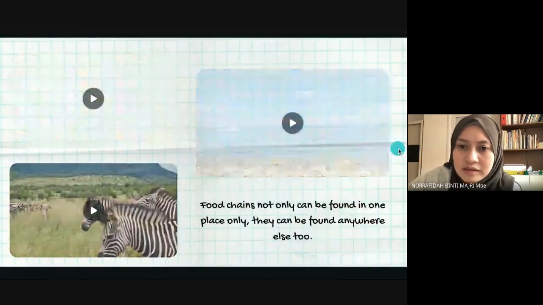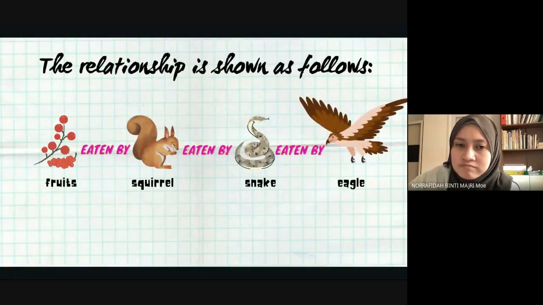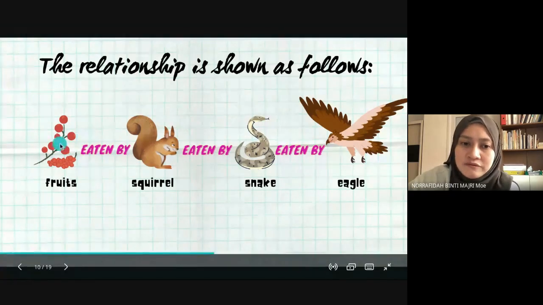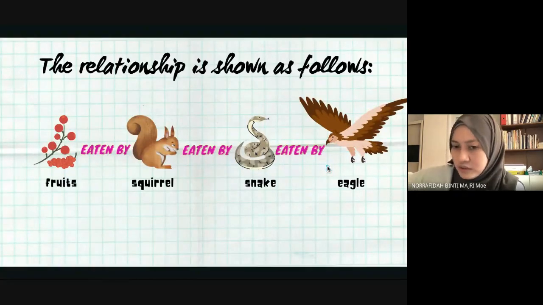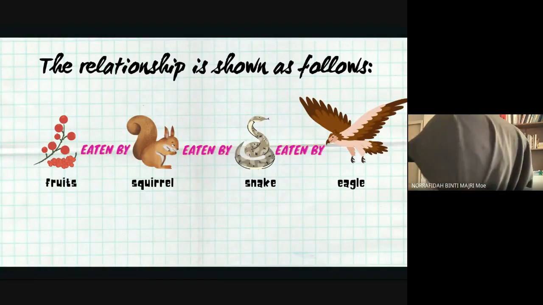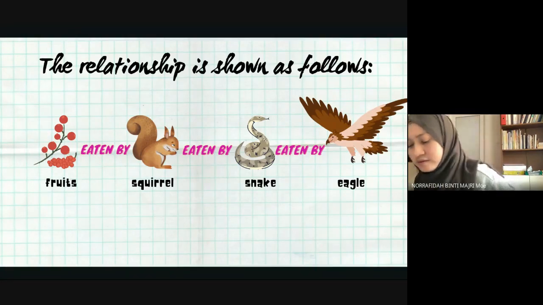Okay, next one. We move on. Now, the relationship is shown as follows. Fruits eaten by squirrel, squirrel eaten by snake, and snake eaten by eagle. You can look in your textbook, page 76.